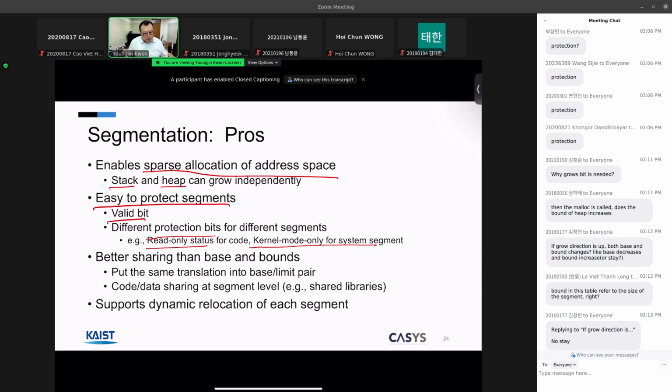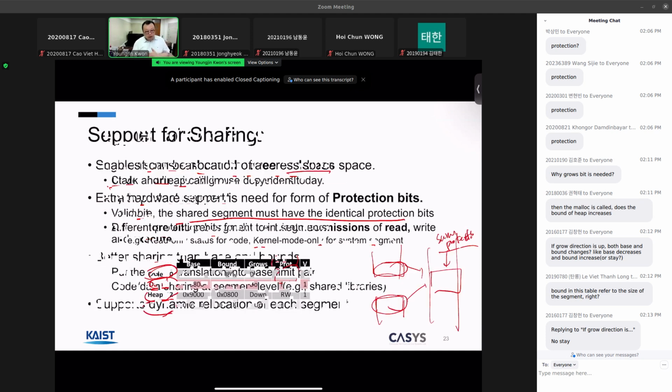I'm giving the example. Okay, and sharing is much better than base and bound because the segmentation granularity is much smaller than in the original base and bound case.